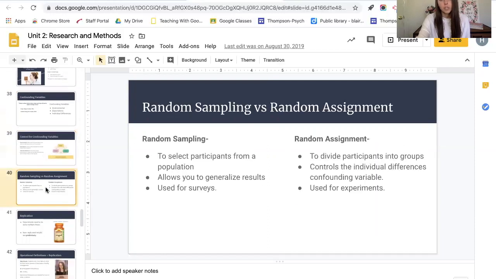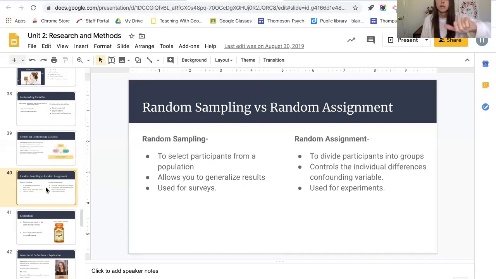So we want to make sure that in experiments, we're using random assignment. So you have two different randoms, right? You've got random sampling, and that's used in surveys. It's used whenever you're trying to create a population, right? So if you're trying to survey the whole population of Texas, you can't do that. We got too many people. Texas is too big, right? So you need a random sample of the population of Texas, right, to survey.